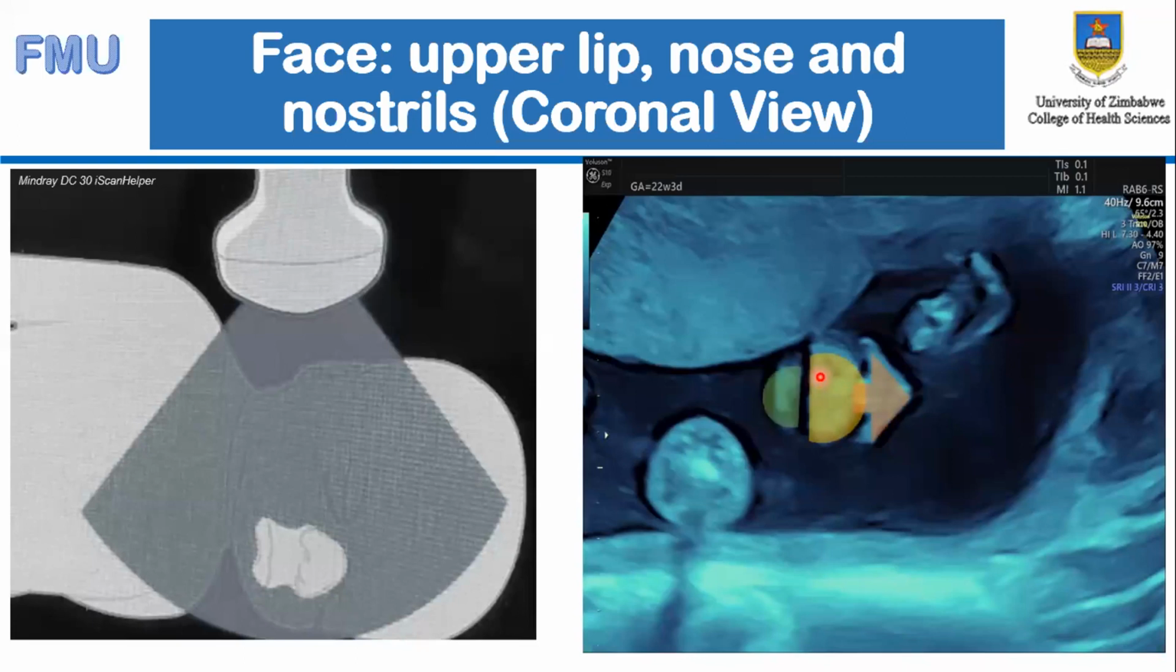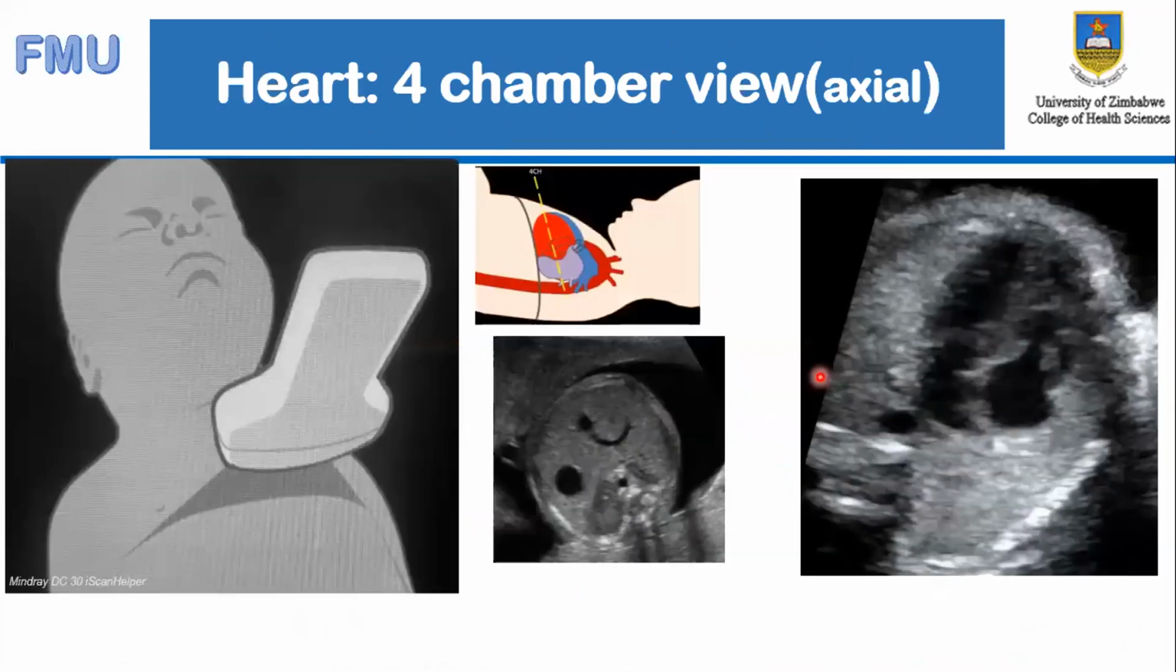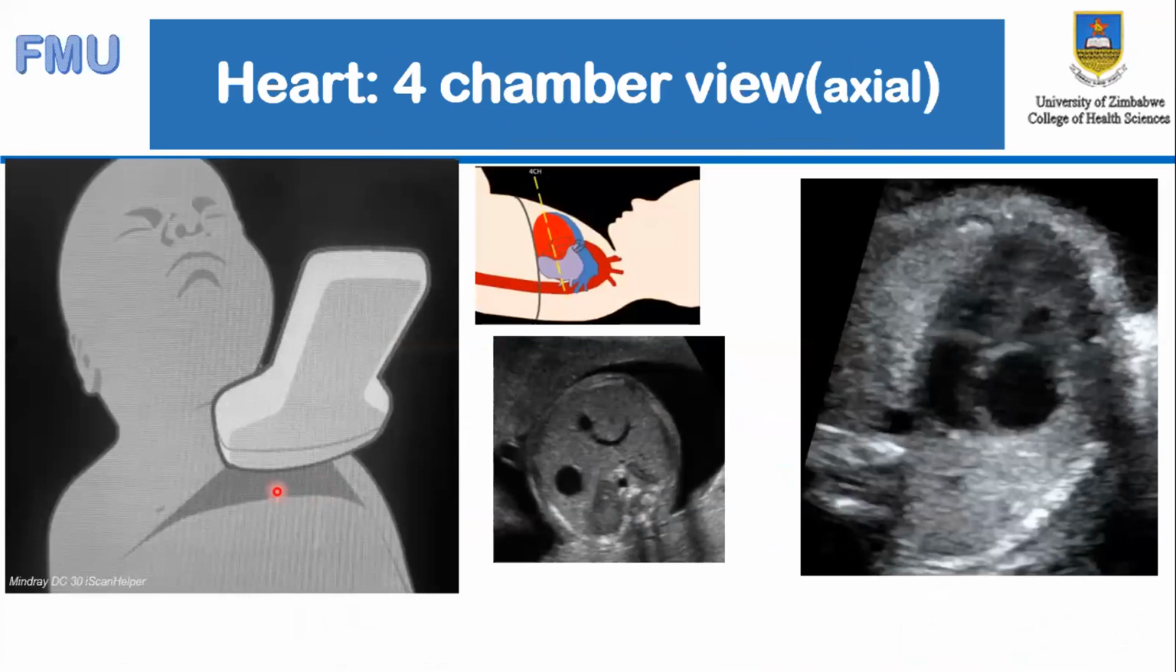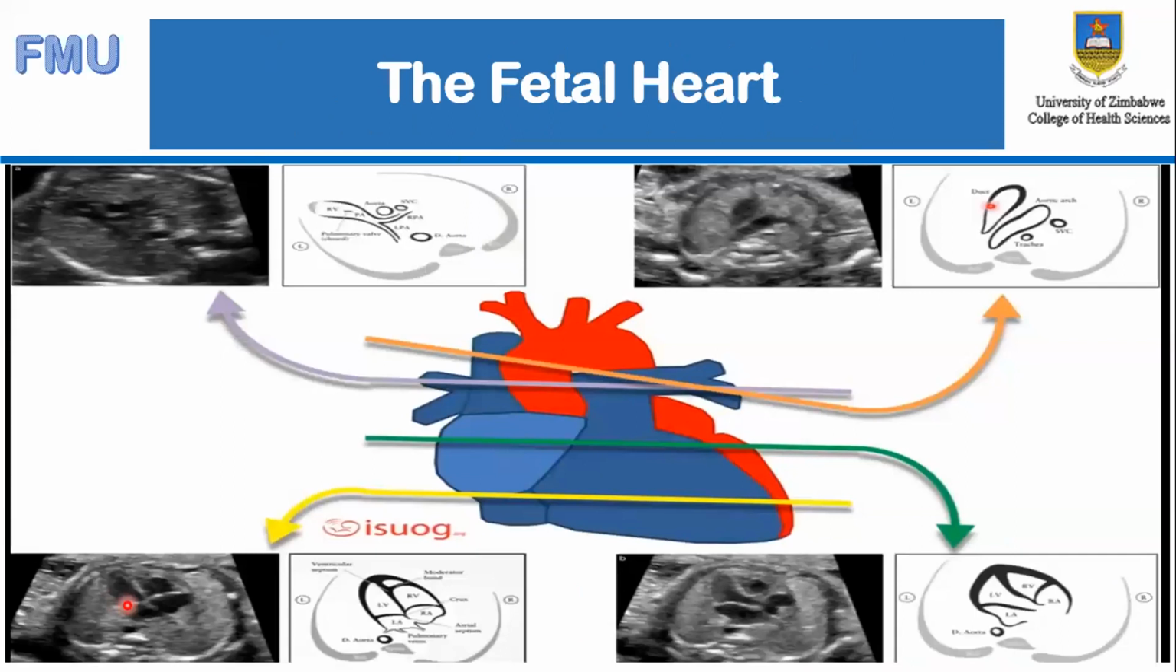So our probe should be in transverse plane, directly on the fetal chest, as shown on this image. So assessment of the fetal heart, we do it in axial plane. There are four images that we want. We want to assess the four-chamber view. We want to assess the left ventricular outflow tract. We also want to assess the right ventricular outflow tract and the three-vessel tracheal view.